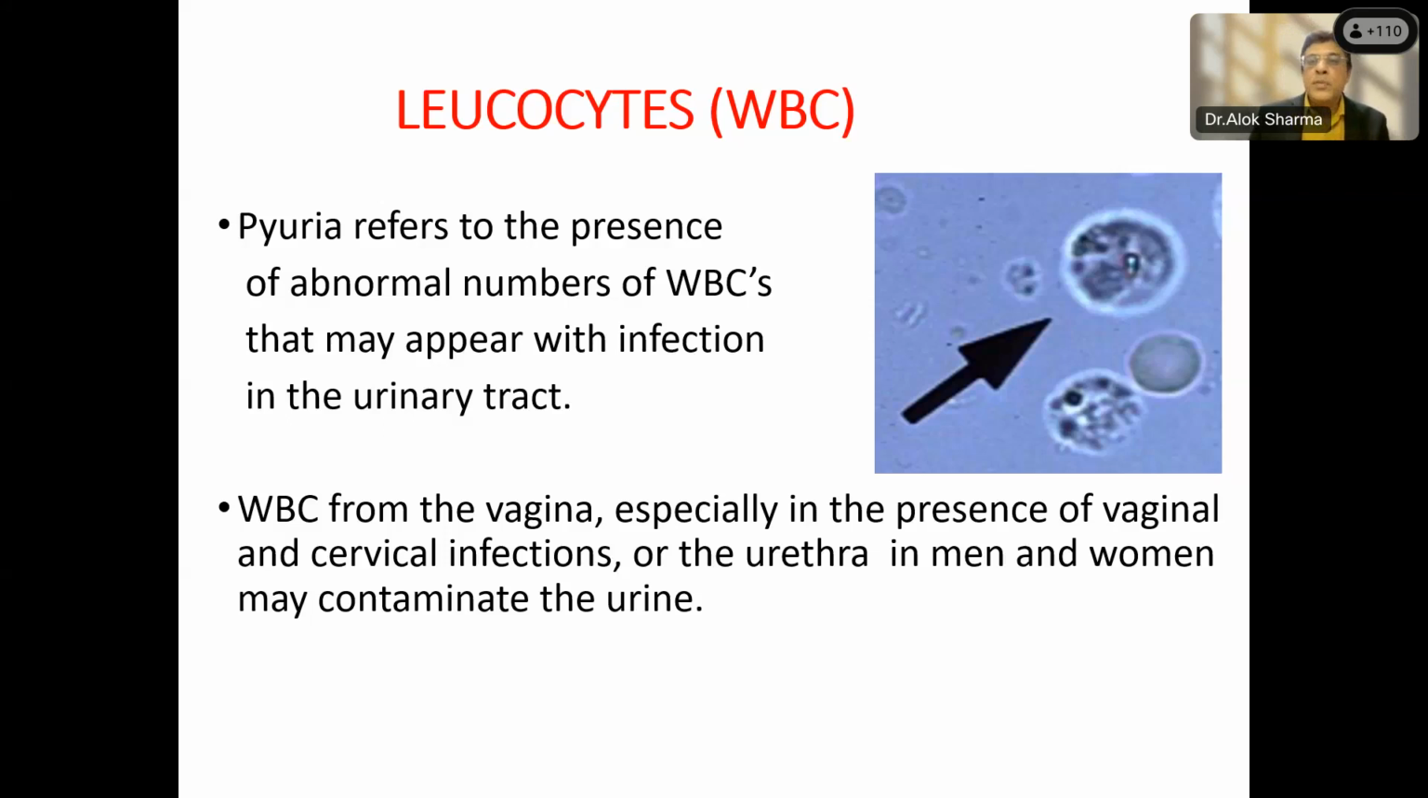WBCs from the vagina, especially in the presence of vaginal and cervical infections, or in males from the urethra, both in male and female, may contaminate the urine. So you should be careful of that whole clinical background before you comment on the significance of leukocytes. So an abnormal number of WBCs in the urine is called pyuria. That's a common term.